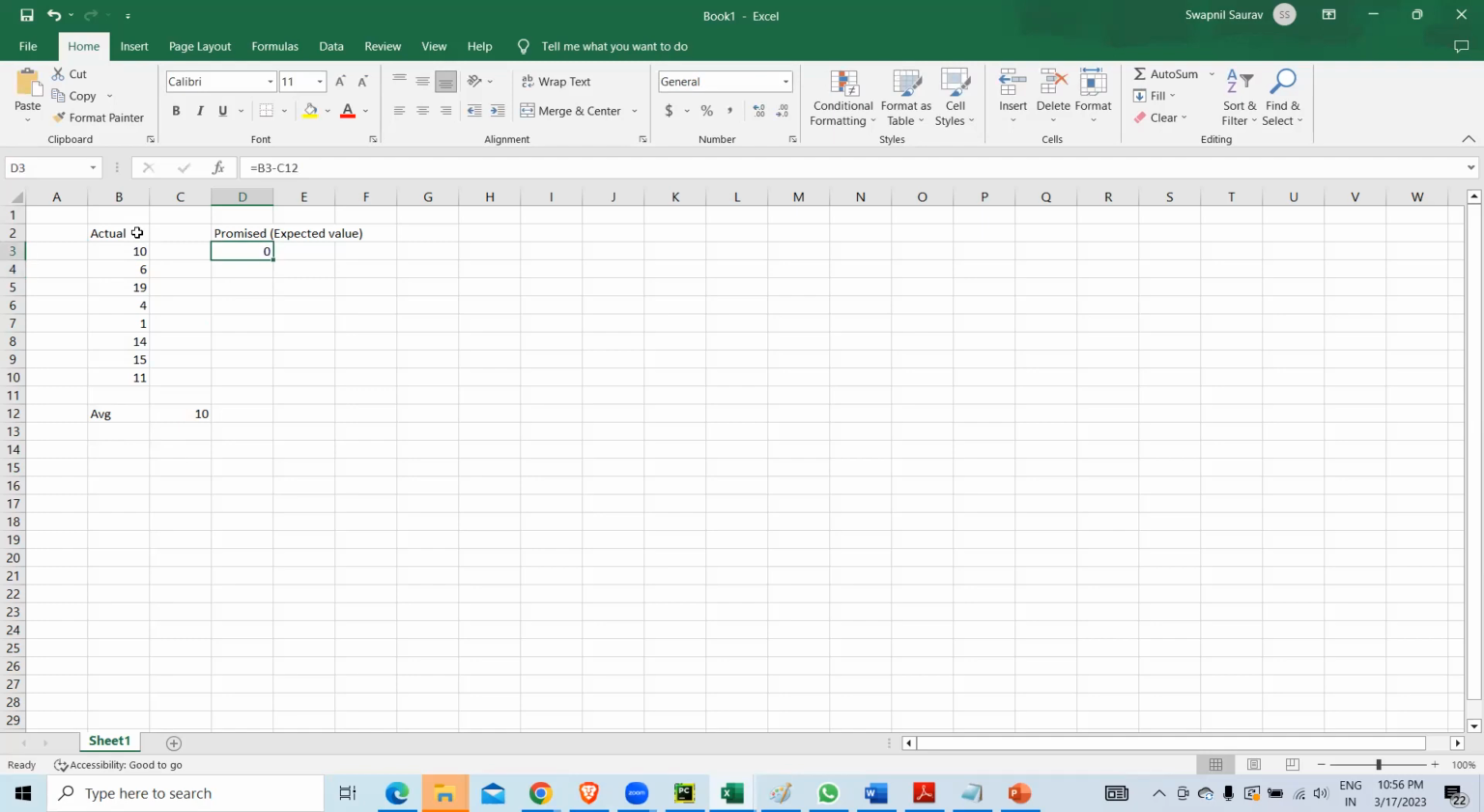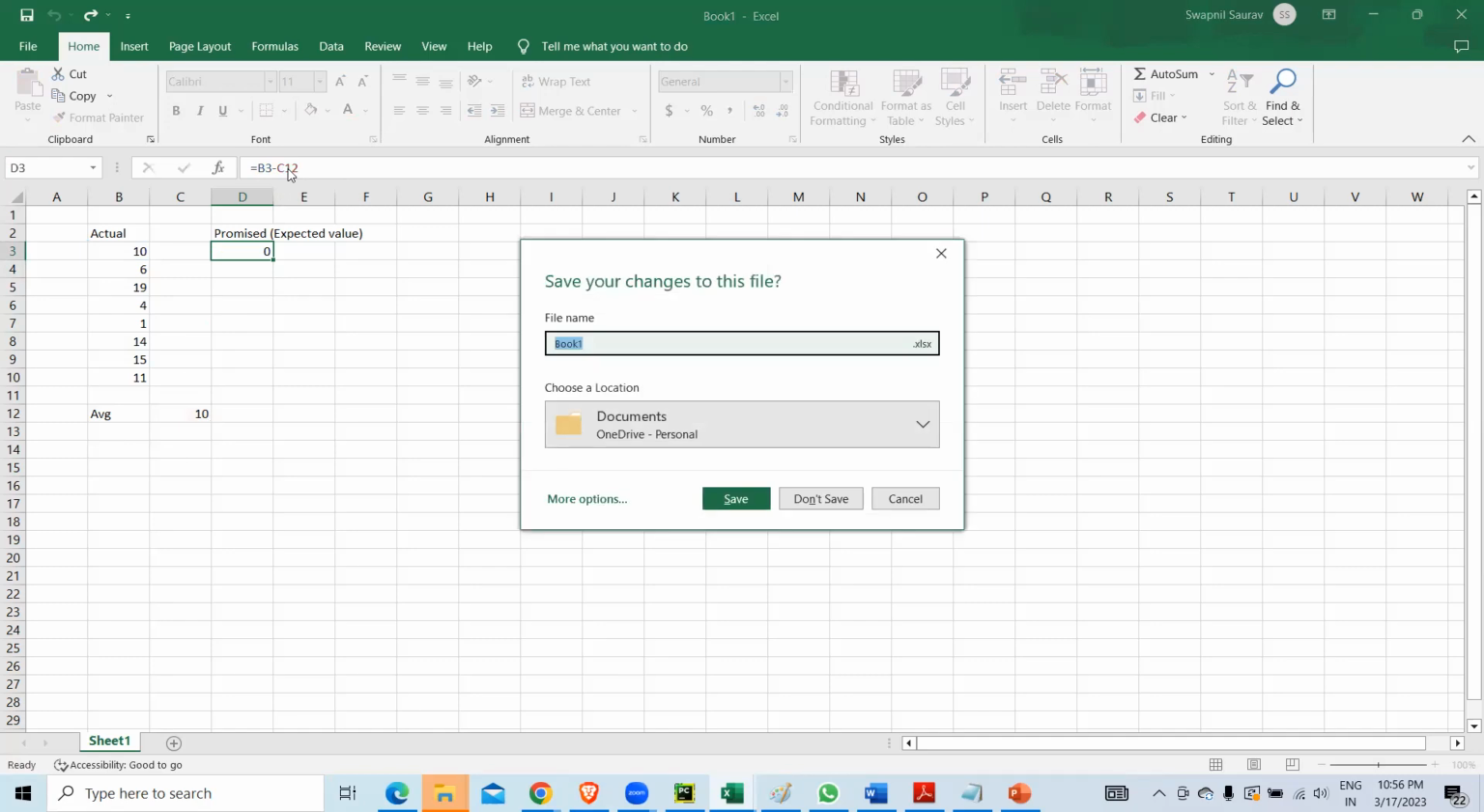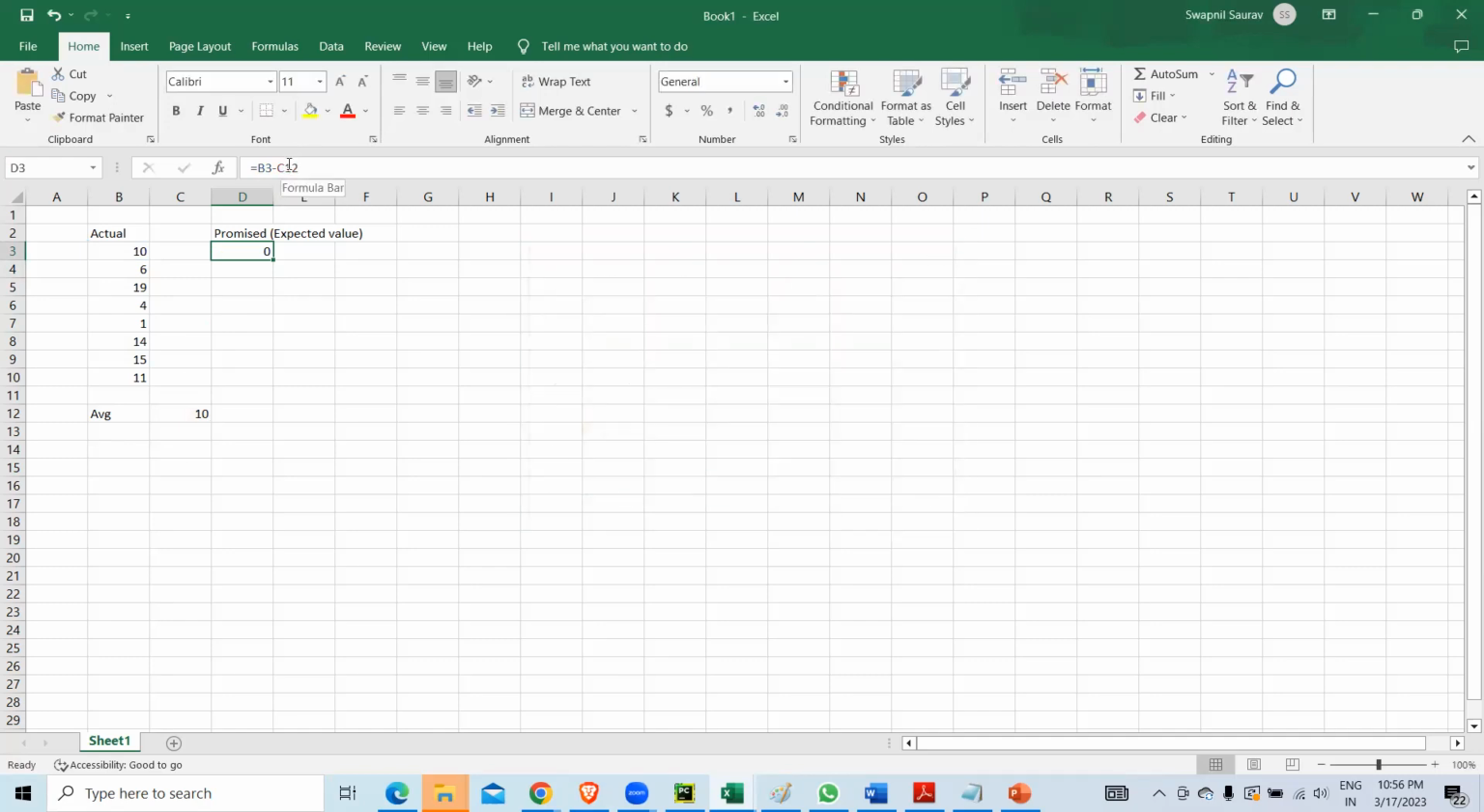Next, C2 needs to be fixed, so I am fixing it. C2 needs to be fixed, so you press the F4 function key. Now you directly hit it.